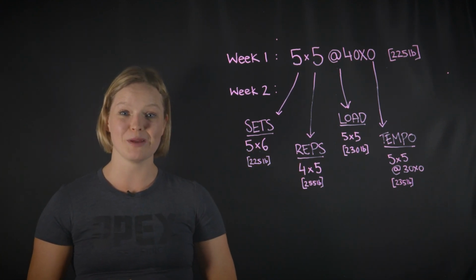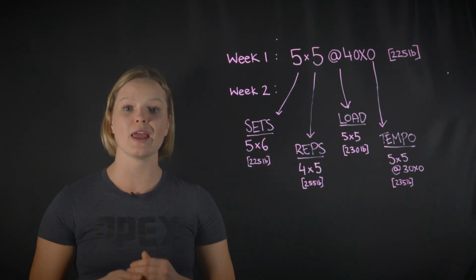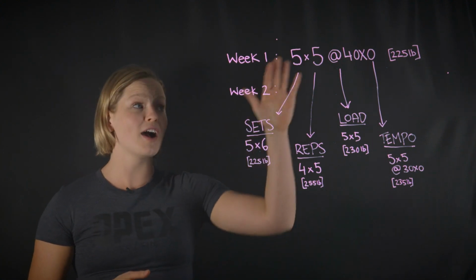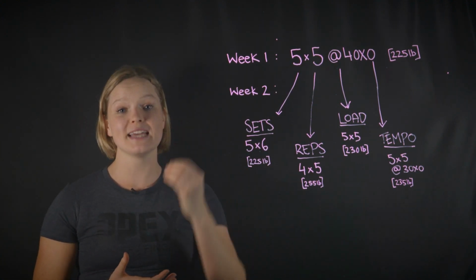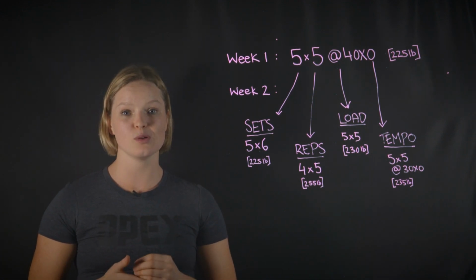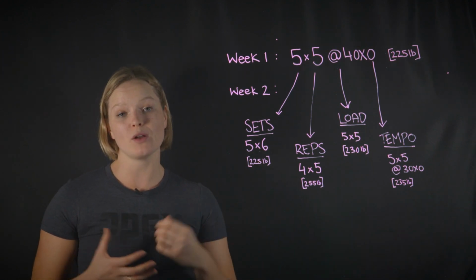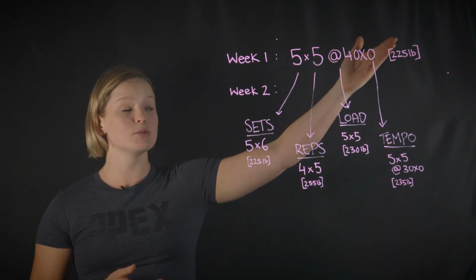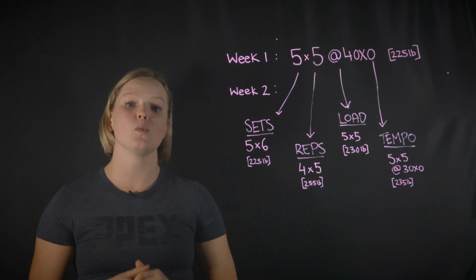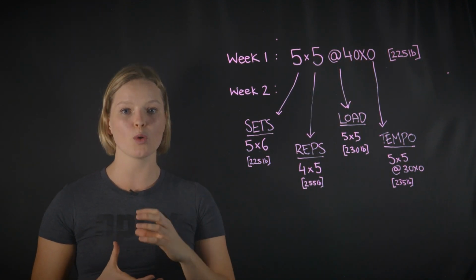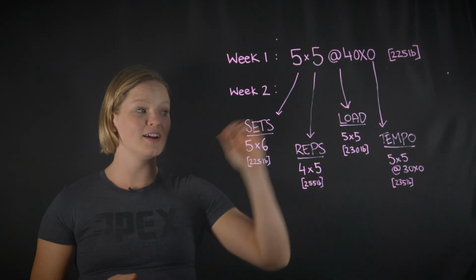Option number 2 is going to be reps. So here, I'm actually going to reduce the number of reps that my client is doing in week 2. Instead of doing 5 by 5, they're actually going to do 4 reps for 5 sets. And by taking away 1 rep from every single set, the client is going to be able to increase the intensity or the amount of weight that they're lifting. So they went from 225 pounds in week 1 to 255 pounds in week 2 because we went to 4 reps for 5 sets.